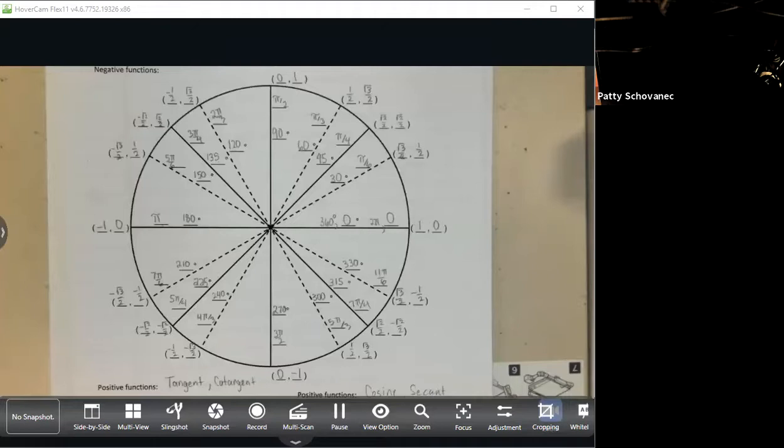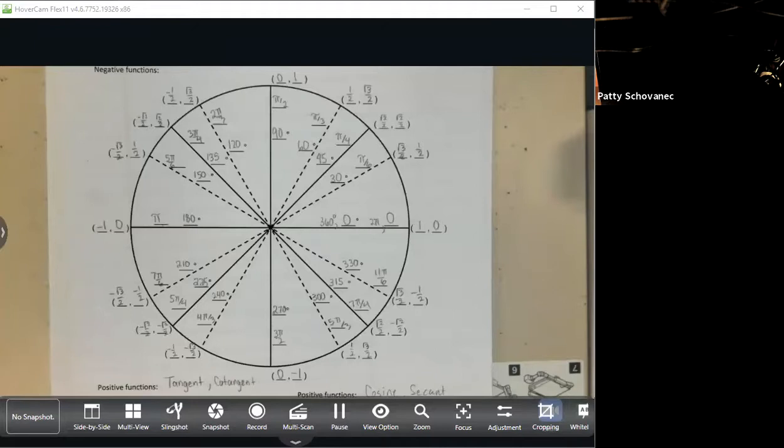I'll put blank unit circles up here if you want to grab one on the way out to practice with. There's also some posted on Blackboard. So one of them for later class. What sections, what's the order again? All of chapter 3, all of chapter 4, except 4.5.